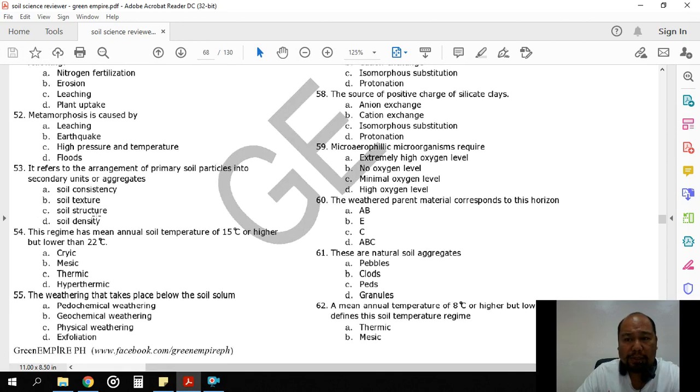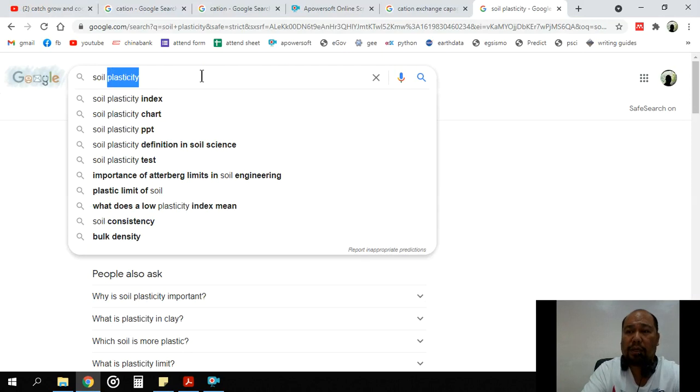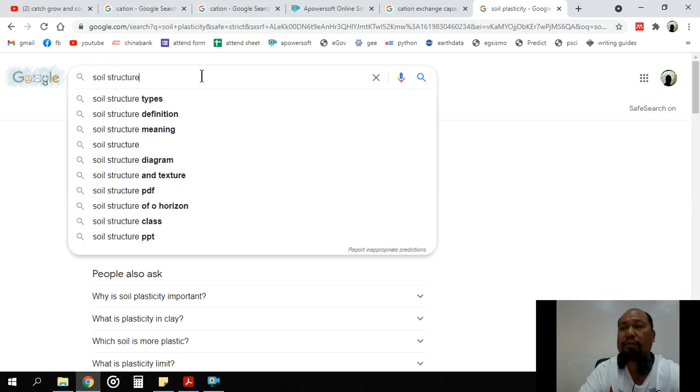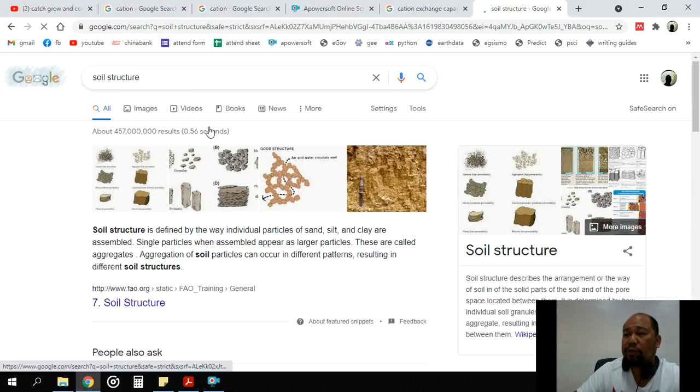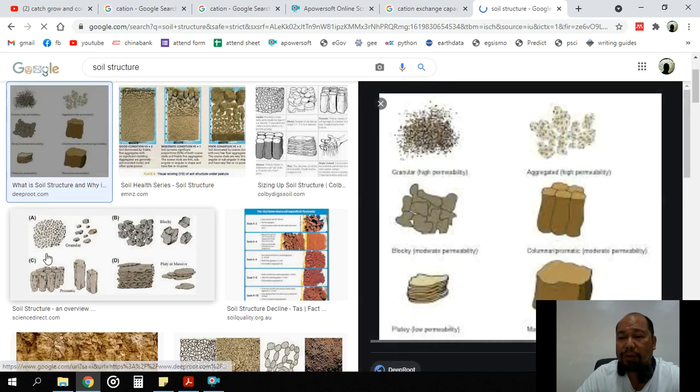There are also many kinds of structure. Let's Google soil structure. Columnar, prismatic, and so on. Oh, soil structure came right up. Okay, you can review that yourselves. Defined by the way individual particles of sand, silt, and clay are assembled. So, as they are formed, soil particles are assembled and appear as larger particles or clods or aggregates. Let's see this one. What are the kinds of structure? Platy?